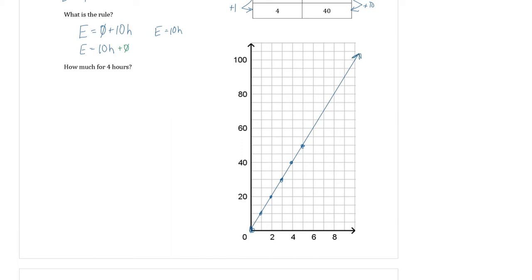There you go. And so I can answer this question by finding 4 and seeing how much it is. So how much for 4 hours? $40. And that was from the graph. I can get $40 in 4 hours from the table.